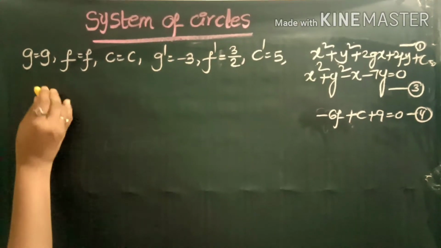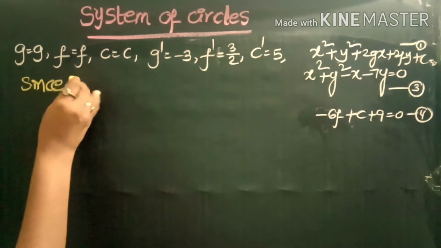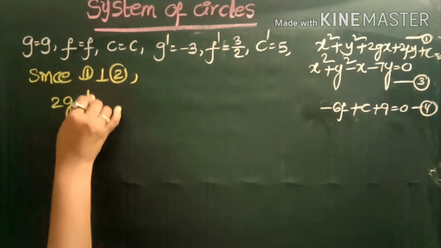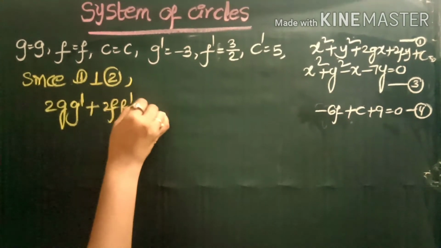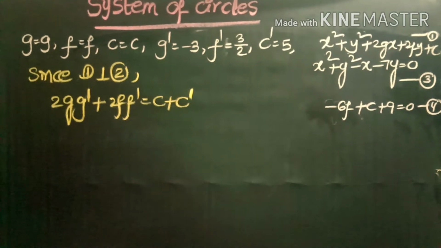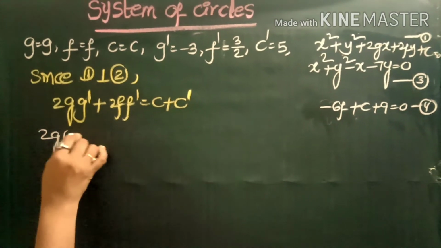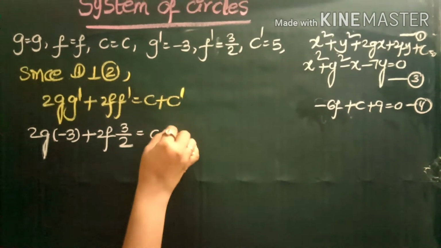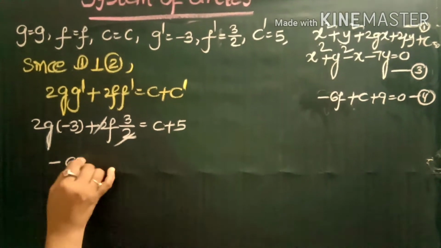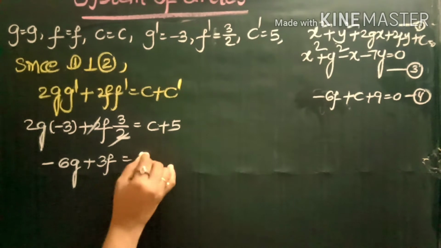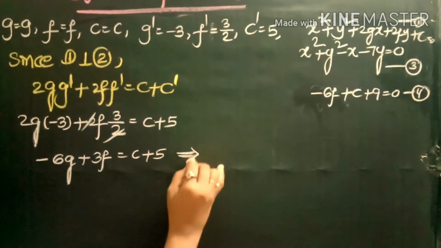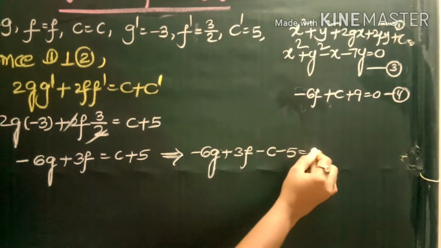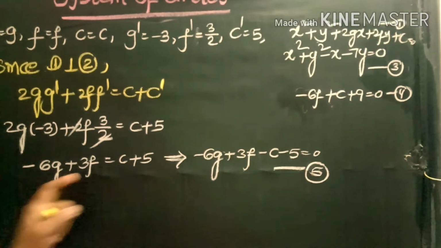Now, here given that 1 is orthogonal to 2, since 1 is orthogonal to 2, we are applying the orthogonal condition, that is 2gg' + 2ff' = c + c'. Now we are substituting the values here, that is 2g into -3 plus 2f into 3/2 is equal to c + 5, which means -6g + 3f = c + 5. That is -6g + 3f - c - 5 = 0. So equation 5. Now this is the fifth equation.